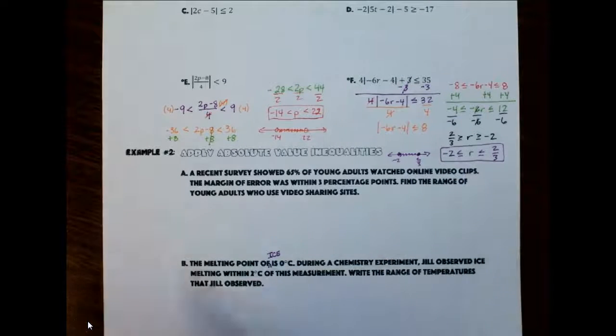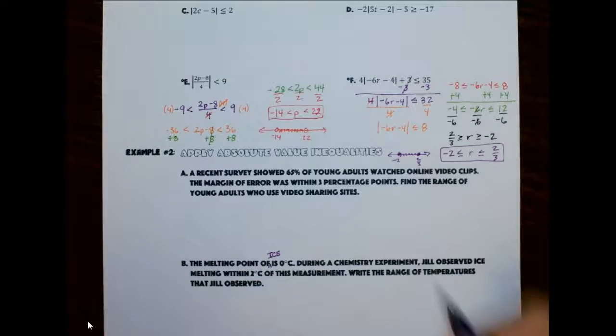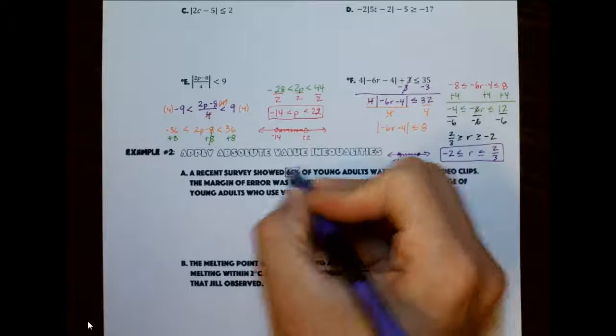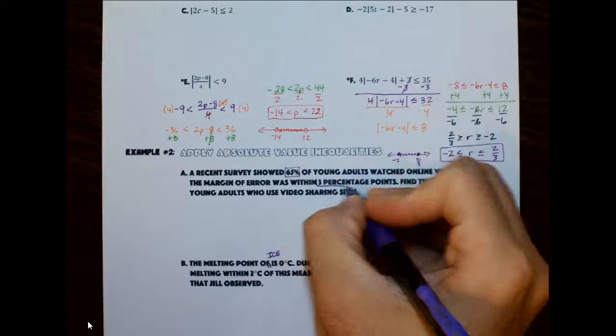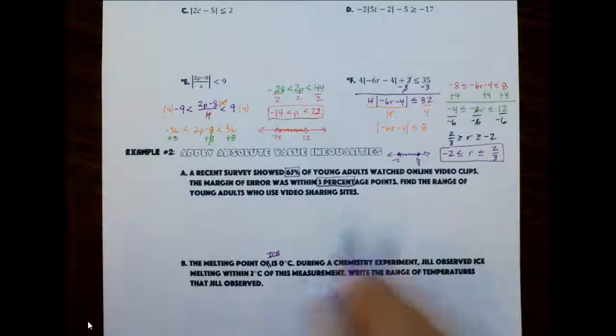In this next example 2, it says apply absolute value inequalities. A says a recent survey showed 65% of young adults watched online video clips. The margin of error was within 3 percentage points. Find the range of young adults who use video sharing sites. So this is an important number, 65%. 3%, or percentage points, is also important here.